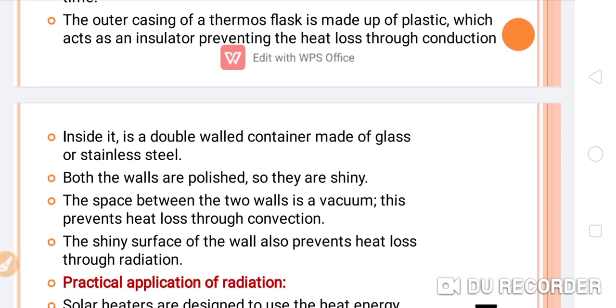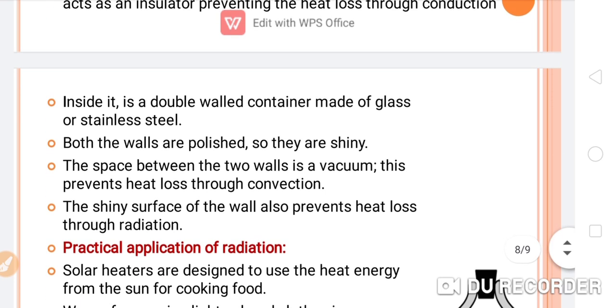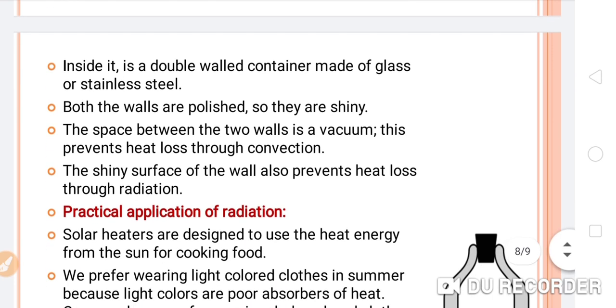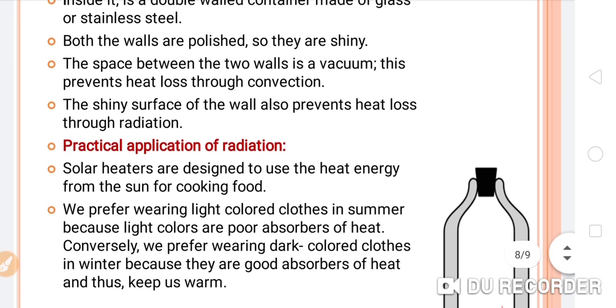Inside it is a double walled container made of glass or stainless steel. Both the walls are polished, so they are shiny. The space between the two walls is a vacuum. This prevents heat loss through convection. The shiny surface of the wall also prevents heat loss through radiation.